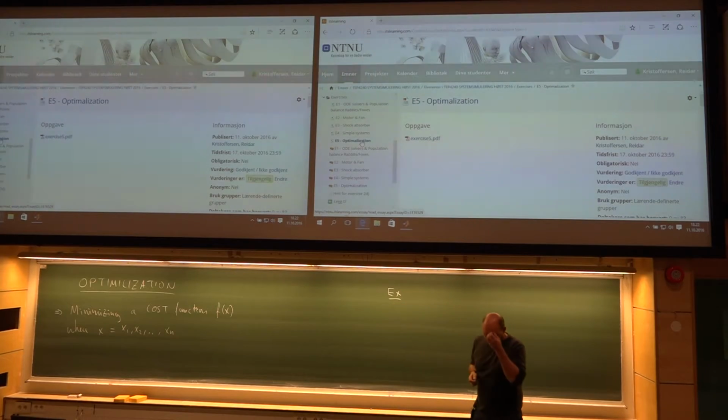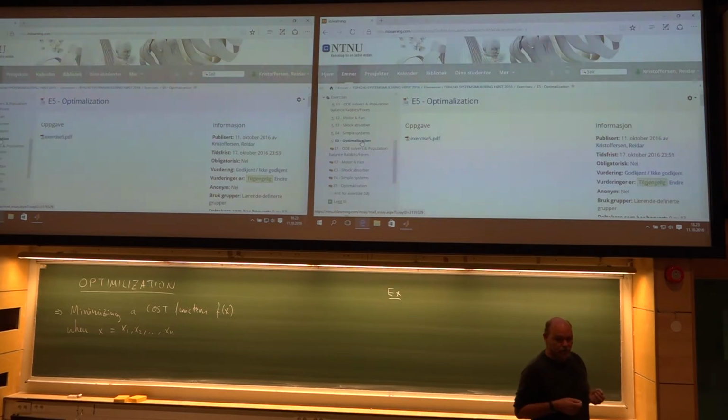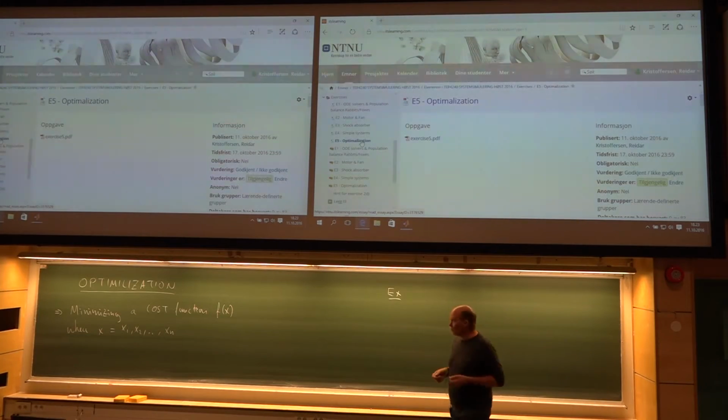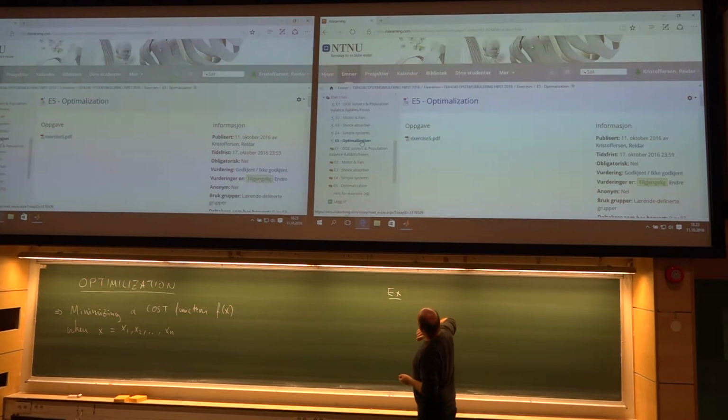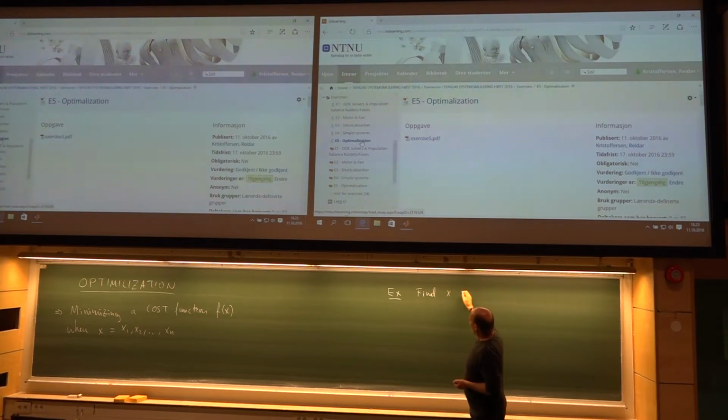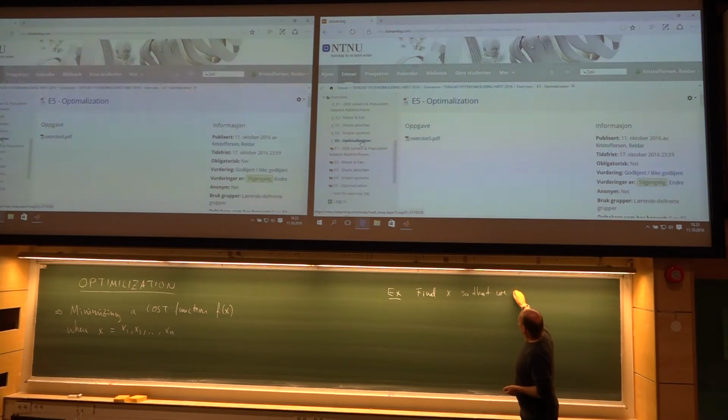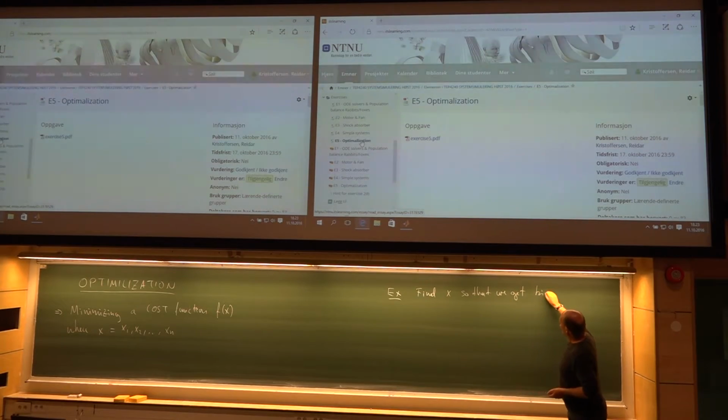Example: you are to construct a box, say a pool or something, given one sheet of, say, paper. We are going to build this one in paper. Build a paper box with the biggest possible volume. Find x so that we get the biggest volume.